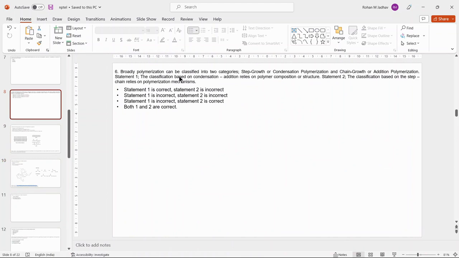Now, broadly, polymerization can be categorized into two categories: step or growth condensation polymerization and chain growth or addition polymerization.